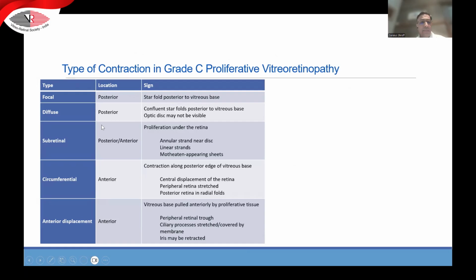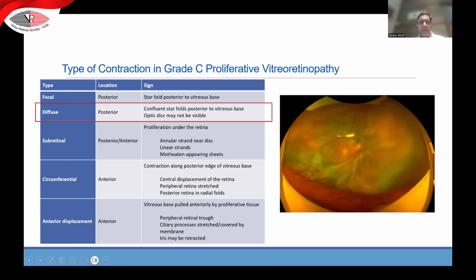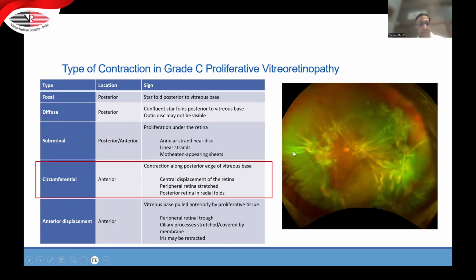Let me show you a few examples. If you have focal, you can see some focal star folds posterior to the vitreous base here. This is the focal type. In the diffuse type, you can have confluent star folds and the disc may not be visible like this. Then you can have a lot of subretinal proliferation, the bands. So here you have the subretinal bands you can see beautifully in this picture.